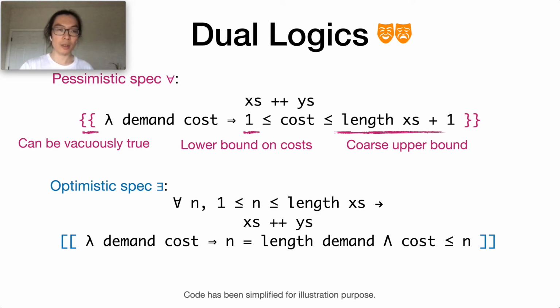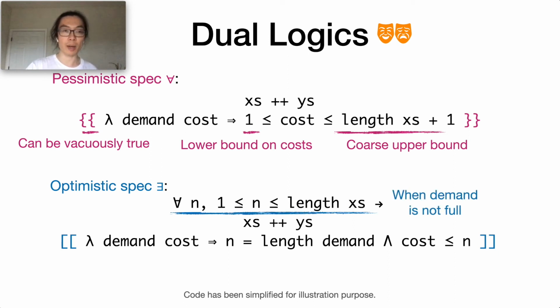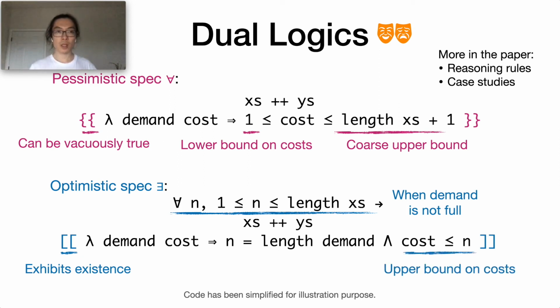On the other hand, an optimistic spec talks about some particular cases. For example, the optimistic spec we show here talks about the case that the demand is not larger than the first parameter of append. Compared with the pessimistic specs, an optimistic spec shows the existence of the case, and it cannot be vacuously true, and it shows a good upper bound on cost. These are the key ideas behind our program logics.